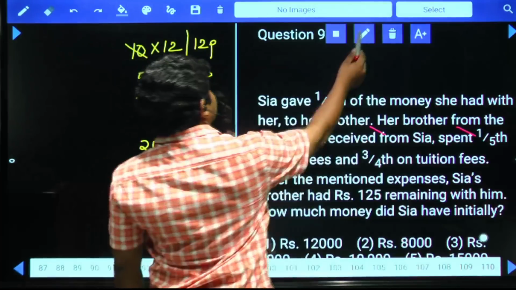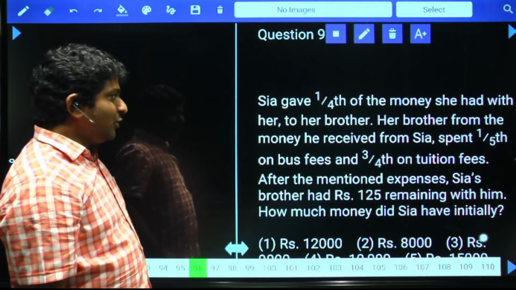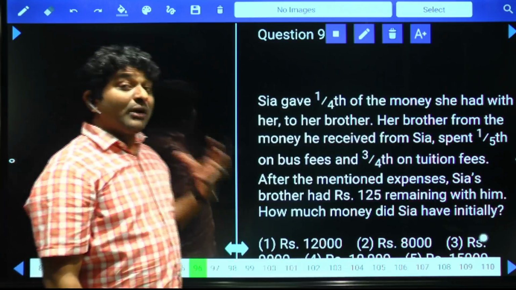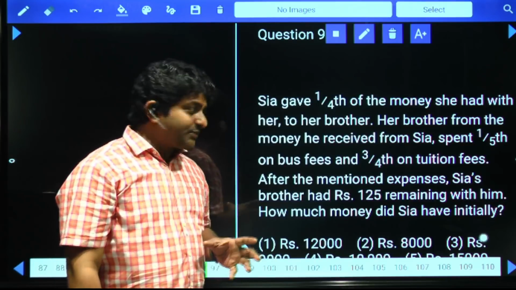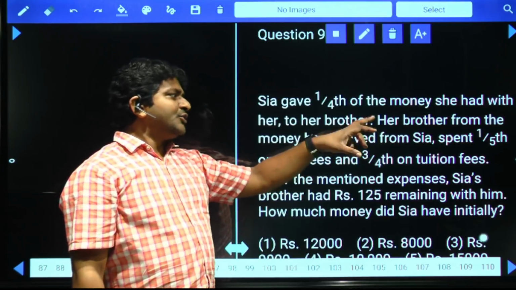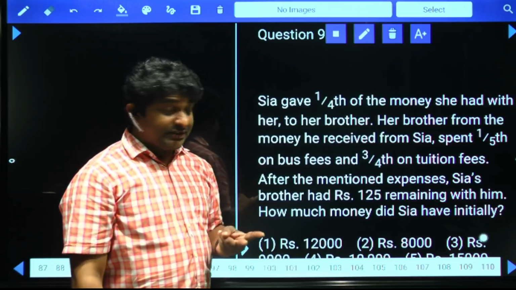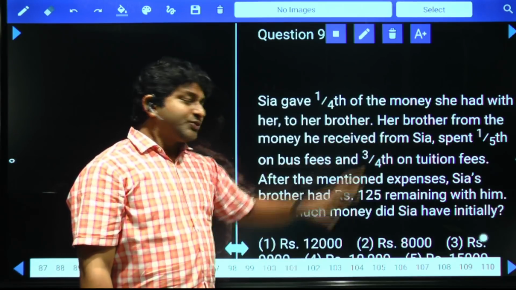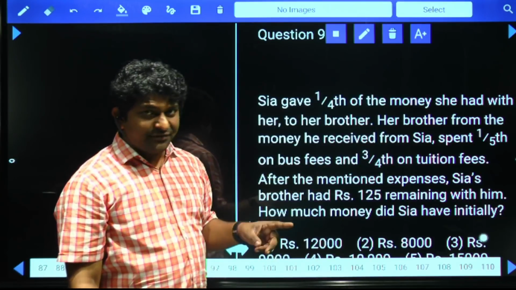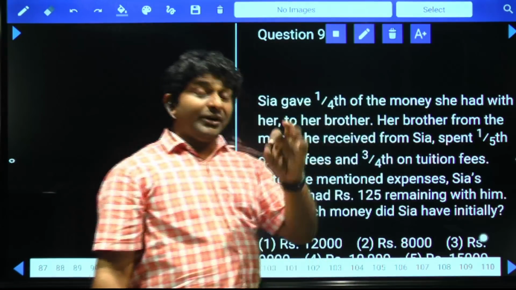Next. Sia gave 1/4 of money she had with her to her brother. What do you mean by 1/4 in percentage? 25%. Her brother, from the money he received from Sia, spent 1/5 on bus fee. 1/5 in the sense 20%. 3/4 on tuition fee. What do you mean by 3/4? 75%. 75% here, 25% here, 20% there.